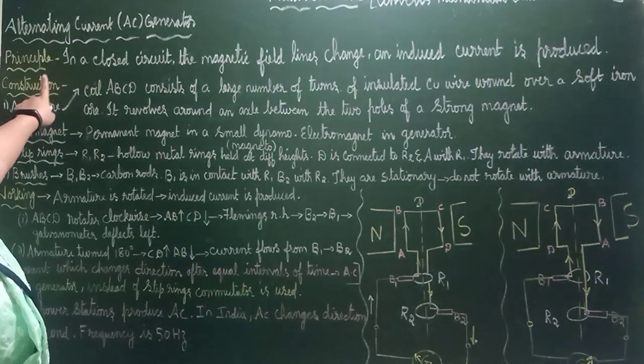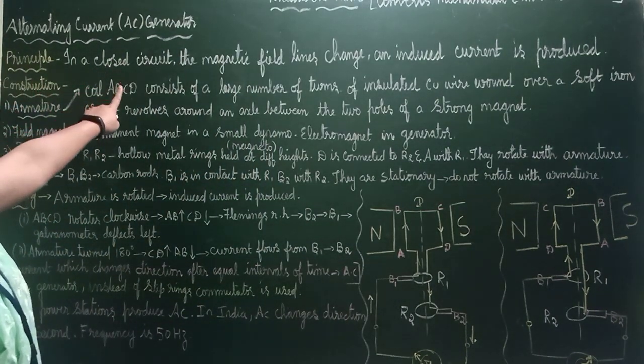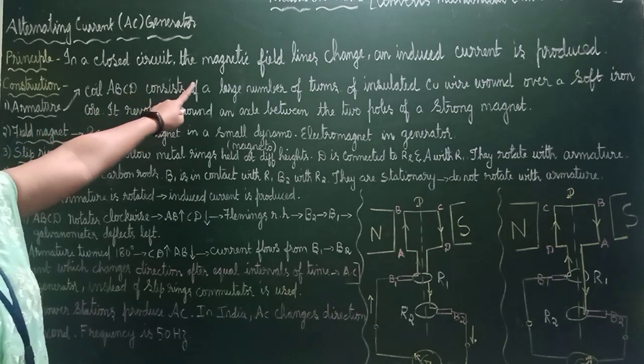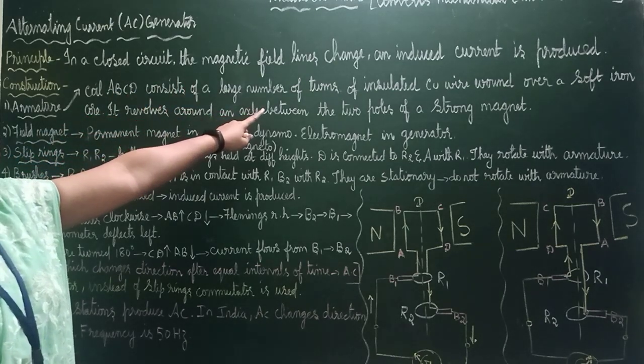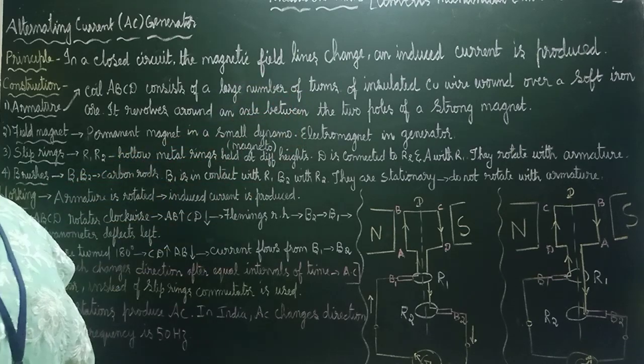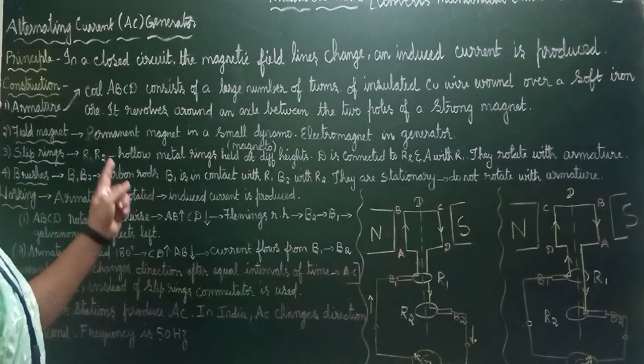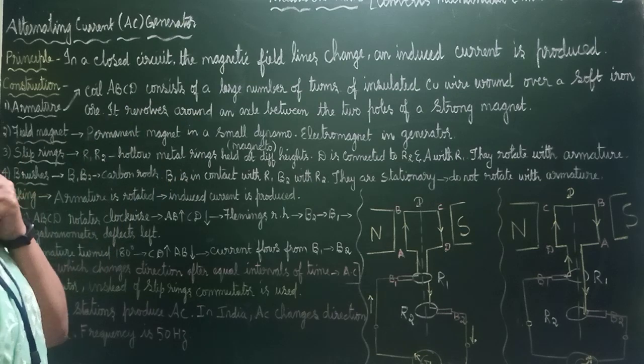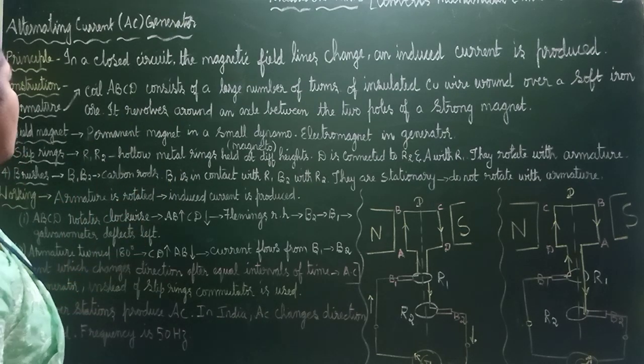The principle is, in a closed circuit, when the magnetic field lines change, an induced current is produced there.